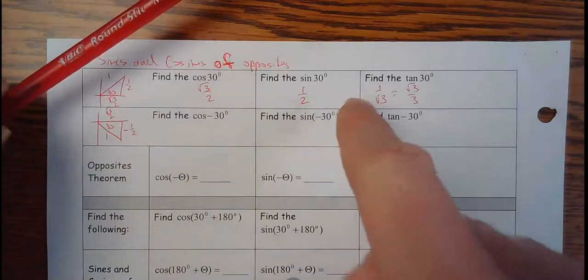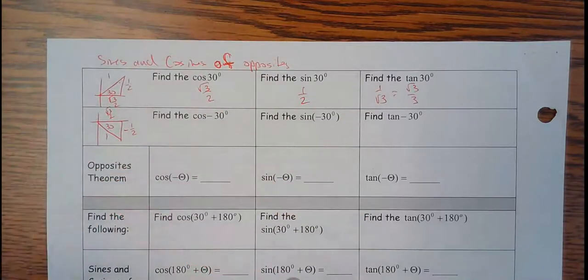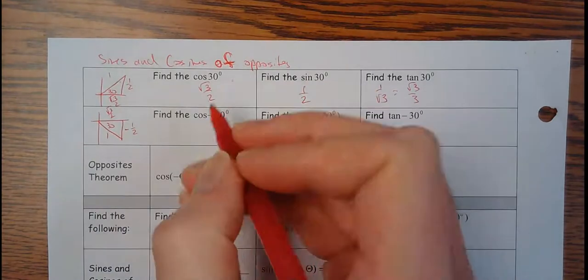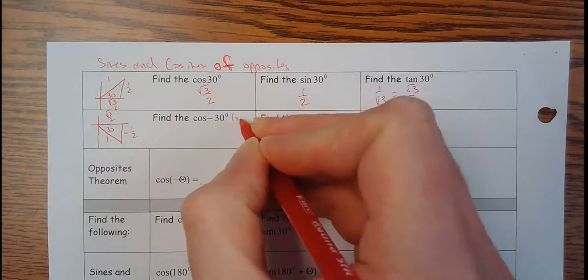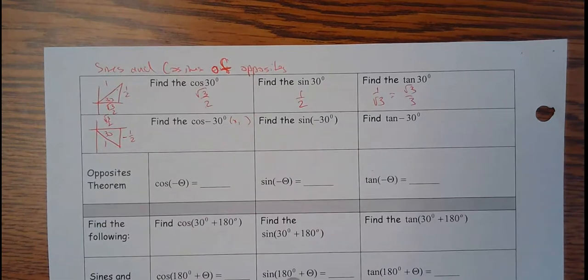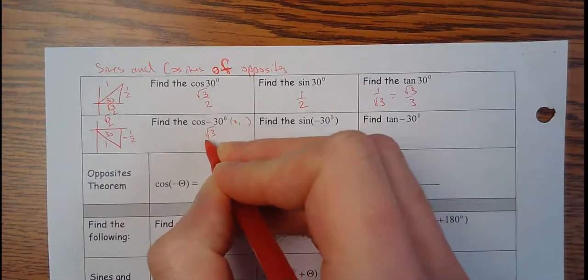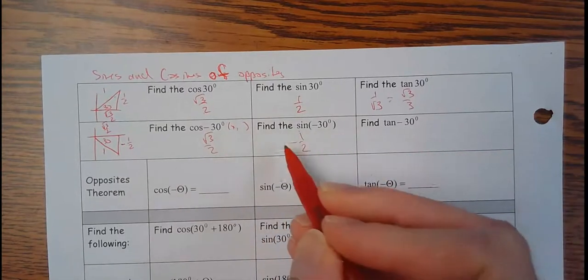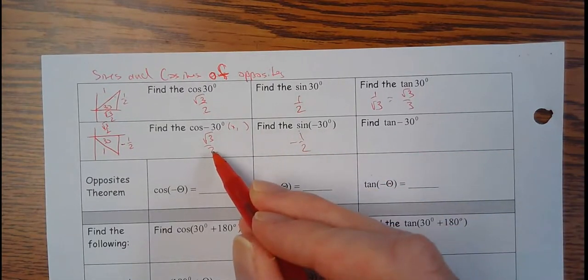You still went right. It's just now, instead of going right and up, you're going to go right and down. And since the cosine represents the x-coordinate, you're still going the same amount to the right. You're still going radical 3 over 2 to the right. It's just now you're going to go down 1/2. So the sine will change, but the cosine will not.